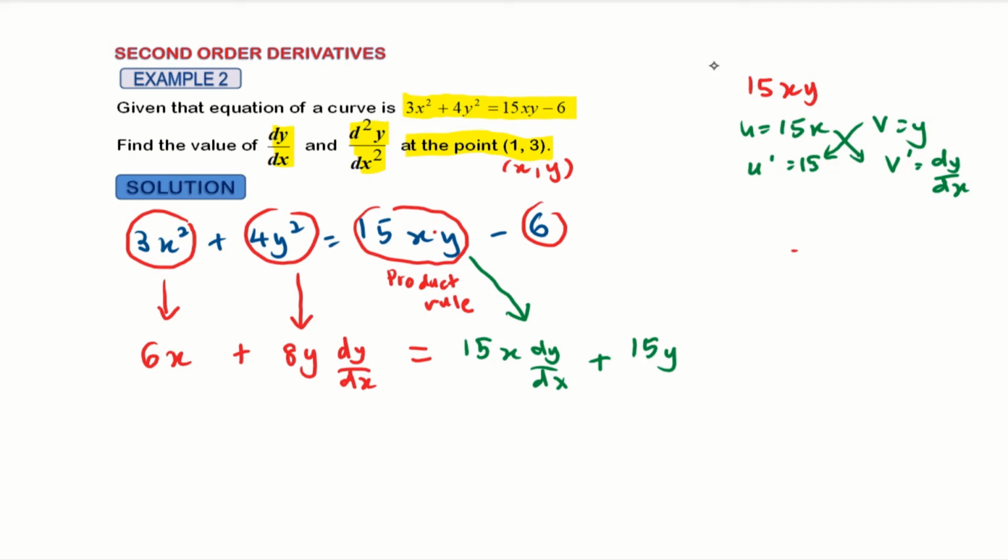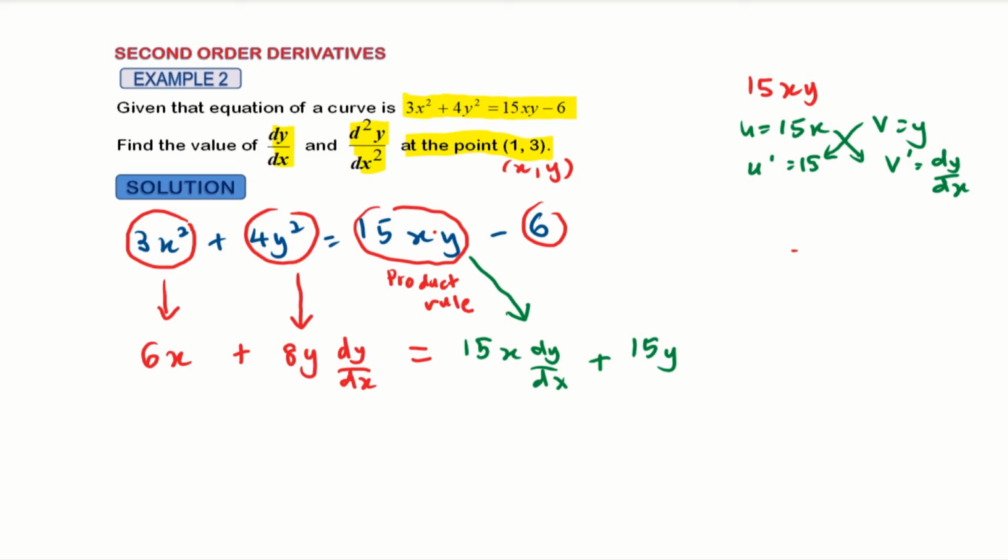And then minus, we differentiate 6 is become 0. So tak payah tulislah. Ini boleh padam, sebab dia kosong. So finally we get complete differentiation is 6x plus 8y dy dx equals to 15x dy dx plus 15y. Okay, back to the question. The question asks to find the value of dy dx at the point 1, 3.